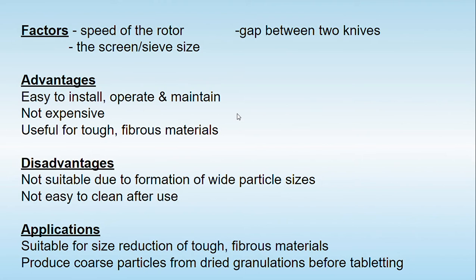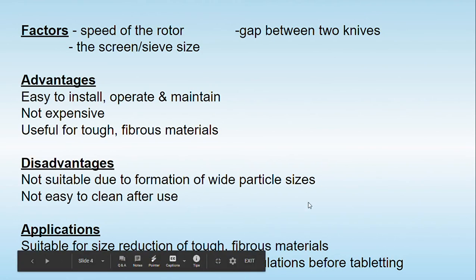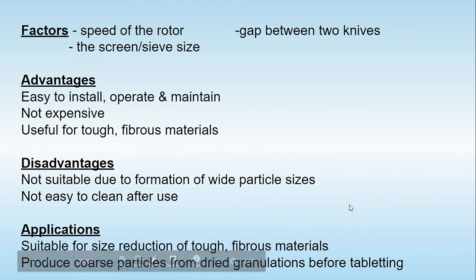If we look at the other side, the disadvantages, this type of cutter mill is not suitable where a narrow particle size range is needed, due to the formation of a wide particle size range. It is also not easy to clean because of the sharp surfaces of the knives. But basically it is used for the size reduction of tough and fibrous material, particularly fibrous material that often comes from plants. Like if you want to go for the size reduction of bark, leaves, or roots, then this is suitable.